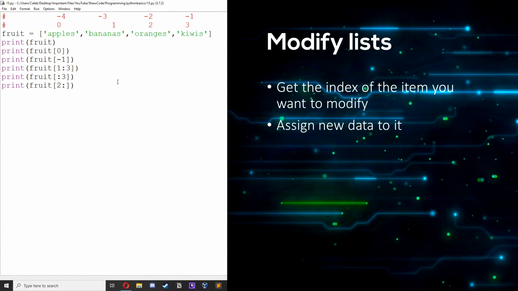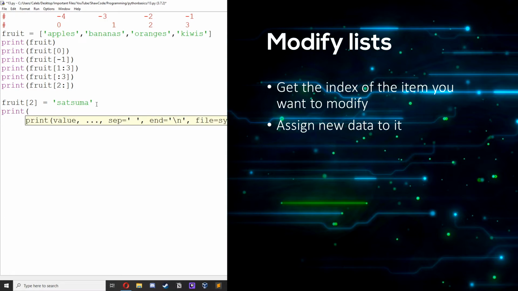Let's now move on to modifying lists, which is another key property. They're not static and are not set in stone. You can modify them partway through the program. So to change the value of an item, we could just go like this, fruit, and then get the index. So let's change oranges. So fruit 2, because 2 is here, equals satsumas. So fruit 2 equals satsumas, and now we print fruit.